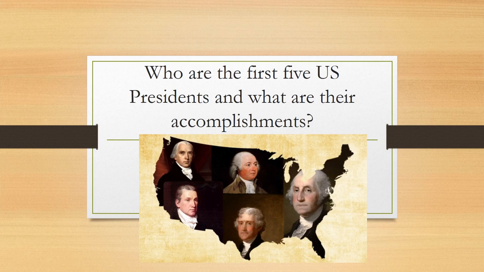So if you would get out your history notebook and follow along with me, we are going to take notes, writing down and copying down what is in purple on each slide.